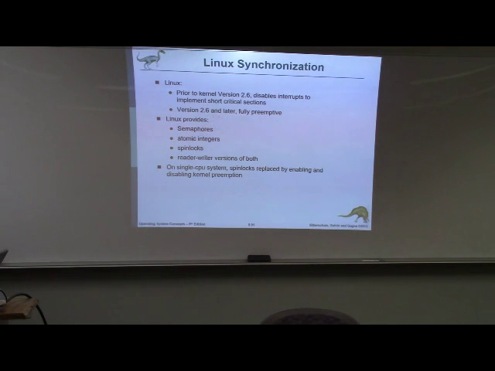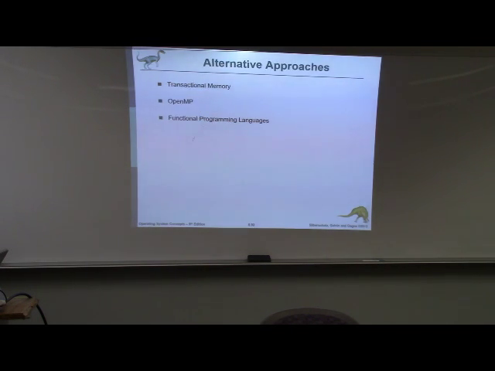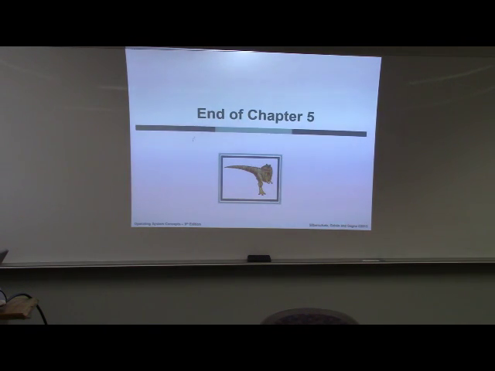From 2.6 they fully implemented the preemptive synchronization solution, and they provide the semaphore, the spin lock, and the readers-writers version of the critical section solution. And also, as we have seen in the middle of the slides, the pthread API for the synchronization solution. Okay, so that's the end of chapter 5.